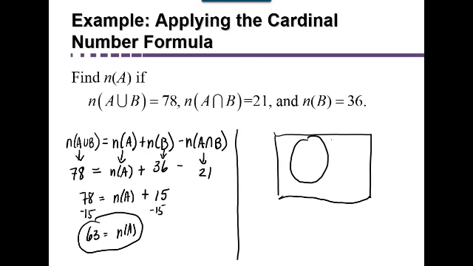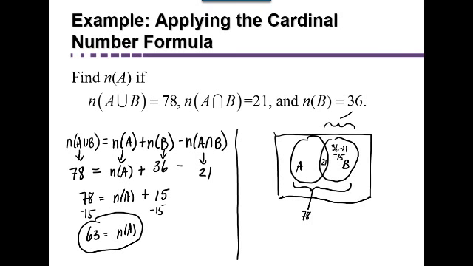So let's see what would happen there. If I draw a Venn diagram with sets A and B, they're telling me that A intersect B has 21 elements in it. They tell me that the number in B, all of B, is 36. So if 21 of those are in the intersection, then 36 minus 21, or 15, is going to be in just B. And then the number in the whole union is 78. So that would mean all of this together is 78.